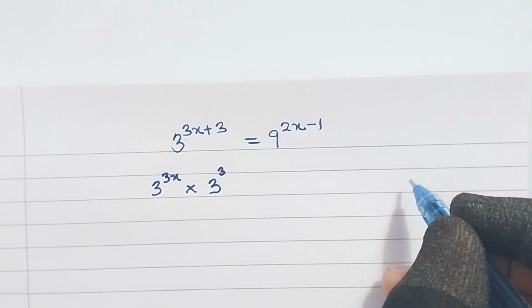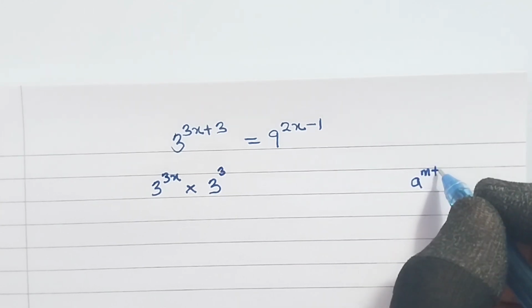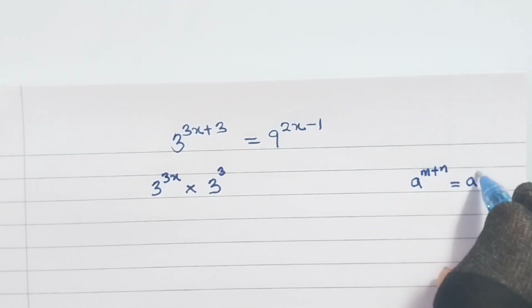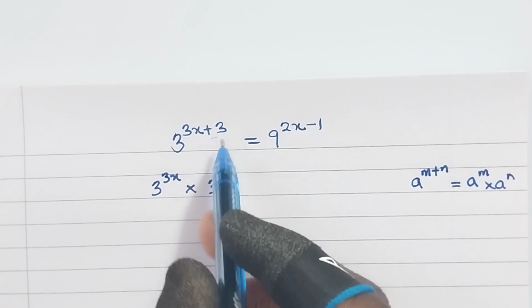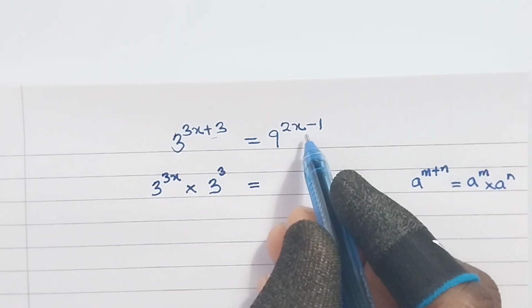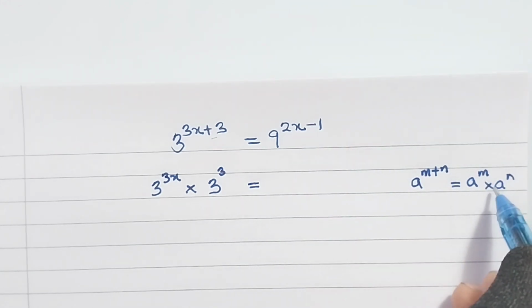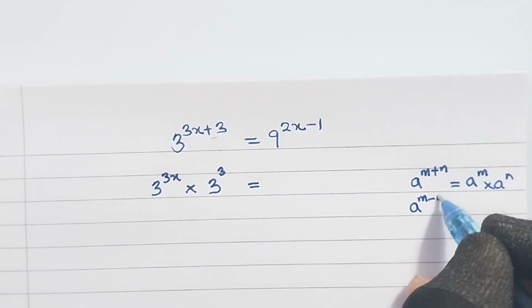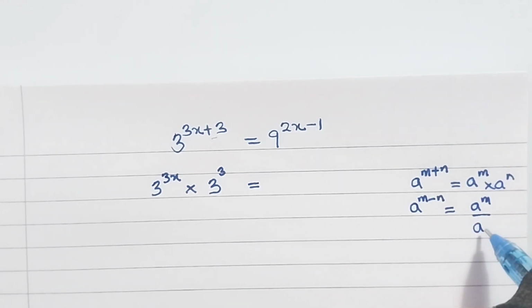This is from the law of indices that says that if you have a raised to power m plus n, this can be expanded to give you a raised to power m times a raised to power n. So that is what I've done, and that is what I'm still going to do for the right hand side. Only that this is subtraction, so instead of doing multiplication, I'll be doing division. The law says if you have a raised to power m minus n, you have to do a raised to power m over a raised to power n. So that's what the law says.